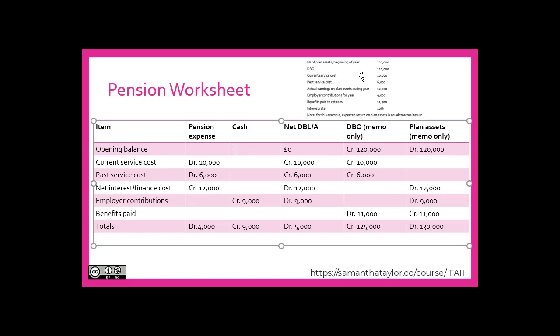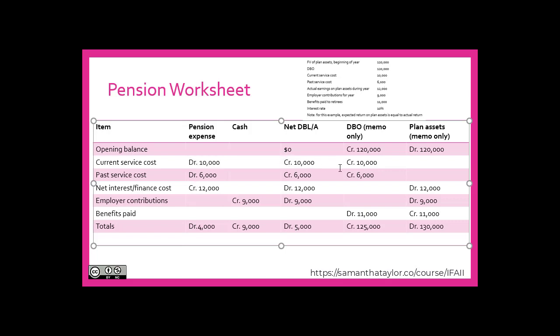We've had current service costs of $10,000, so that increases our pension expense by a debit and increases our DBO. We then make sure that our A plus our B equals our C, so we have a credit to our DBO, and our debits equal our credits for items on the financial statements. We do the same thing for our past service costs.